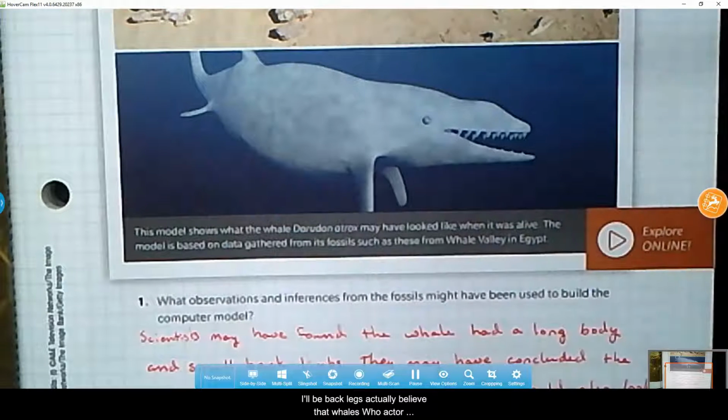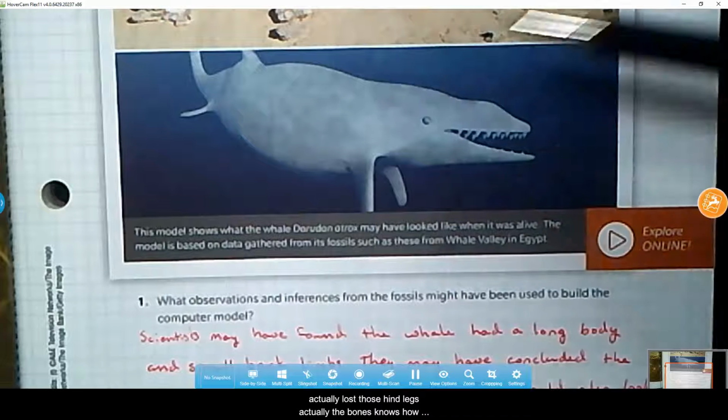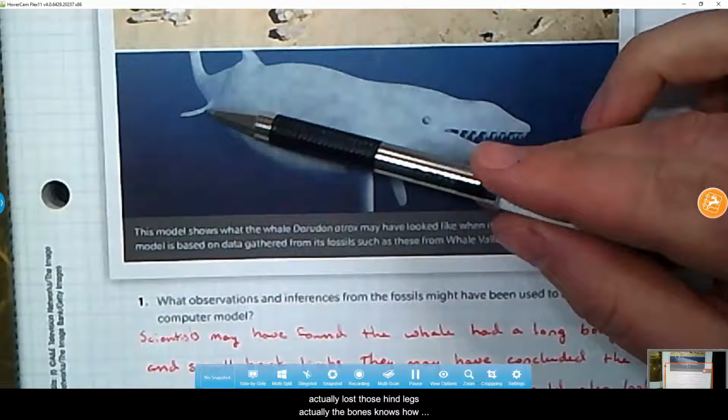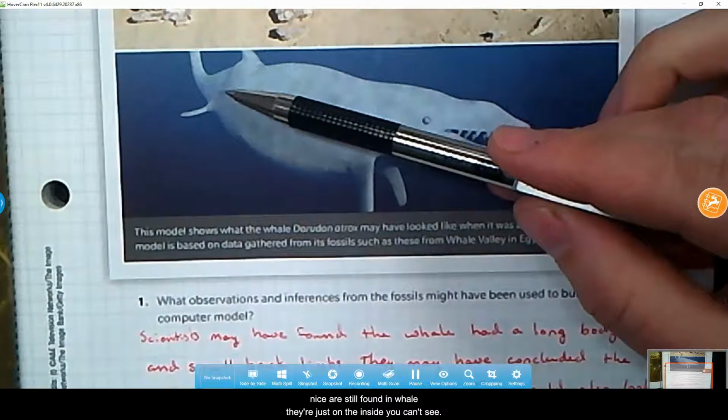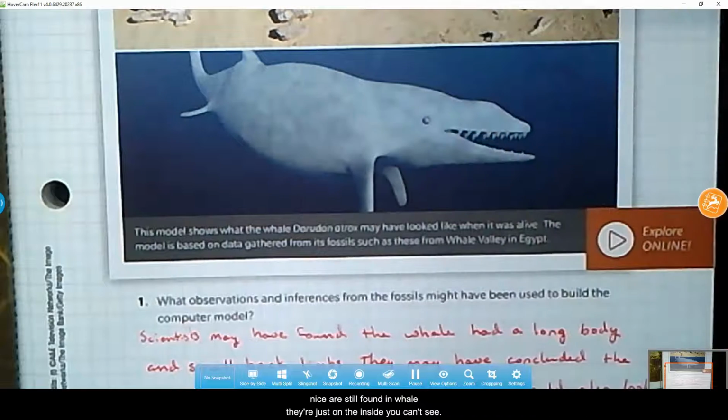It's actually believed that whales were animals that at one time walked on land, but through millions of years of evolution, they actually lost those hind legs. Actually, the bones for those hind legs are still found in whales. They're just on the inside. You can't see them.